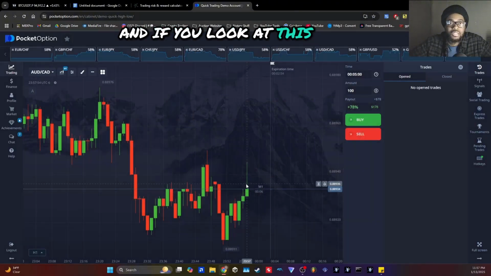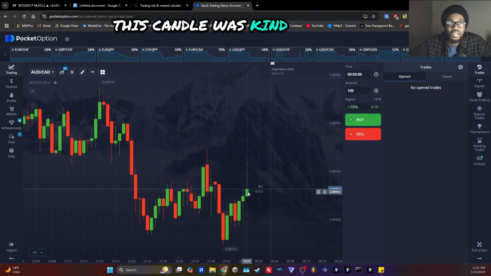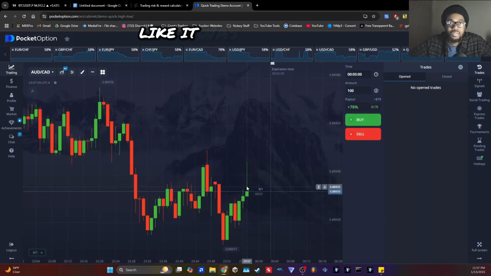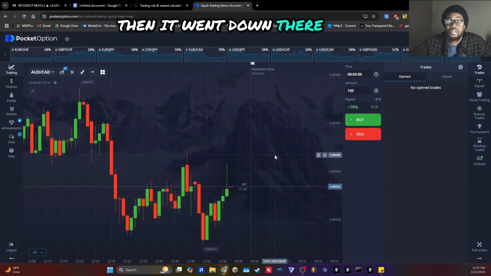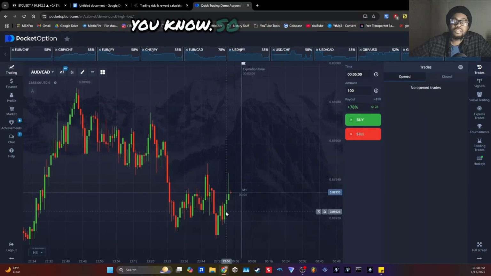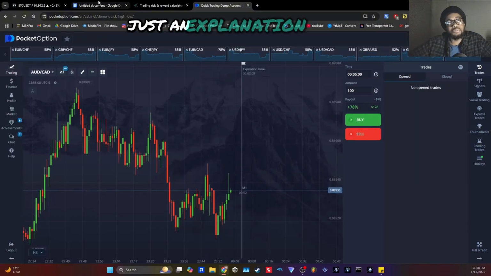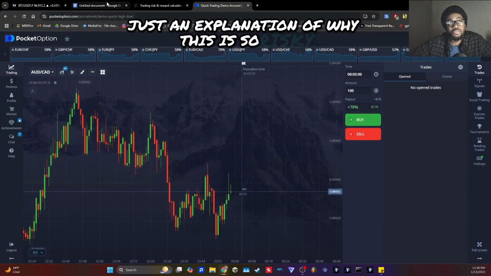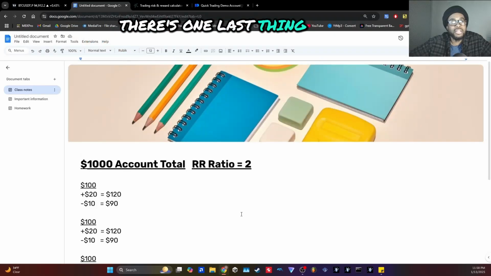happen. And if you look at this candle, you just saw this candle was moving kind of crazy. It was just up there, then it went down there. So it can happen, you know? So this is pretty much just an explanation of why this is so risky. There's one last thing I want to look at.